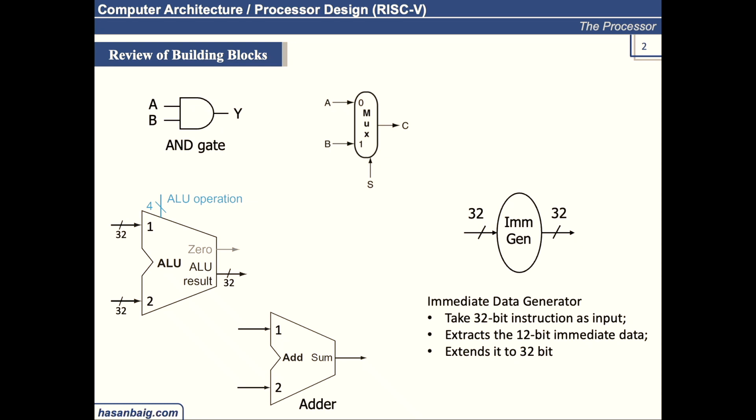Again, why do we need the immediate generator? Because there are instructions in which we have immediate data, and it is always in the 12-bit format. So we extract the 12-bit immediate value. We need to extend it. We have already been discussing that 12-bit data is always sign extended to 32-bit. So this unit will extract the 12-bit value, sign extend it into 32-bit, and produce it at the output, and then we can use this value. This is now a 32-bit immediate value.